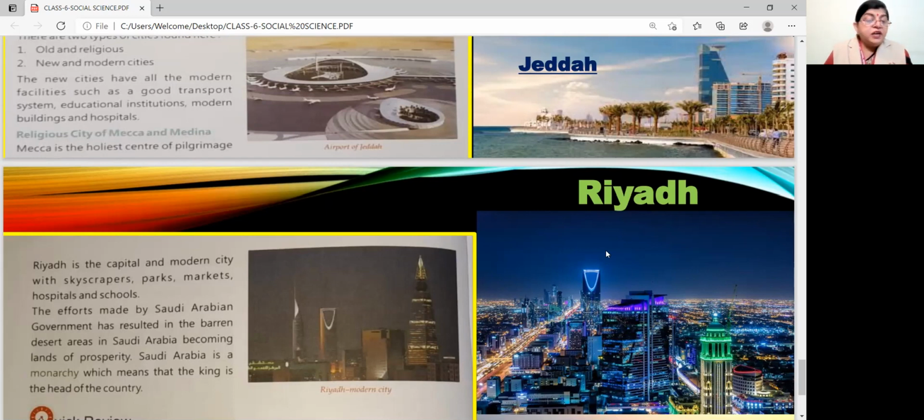Okay, and here in Saudi Arabia, it's a monarchy, which means that the king is the head of the country. So if I ask you one question, what is the capital of Saudi Arabia? The answer should be Riyadh. Where are modern skyscrapers, markets, parks, hospitals, and schools found? In Riyadh.